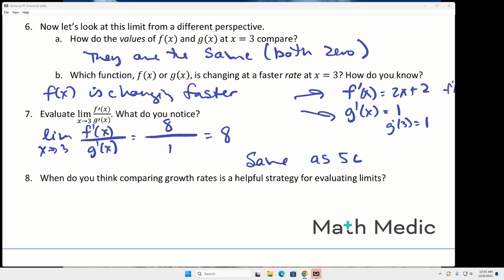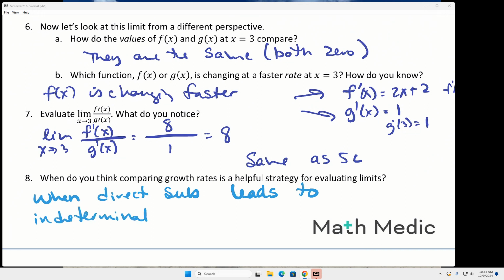It's very limited when we can use this rule, but we can compare the growth rates when we evaluate the limit, and it's only when direct substitution leads to indeterminate form. And there's different ways we can get indeterminate form, and we'll write it on the other side. 0 over 0 is one of the ways, but also infinity over infinity is one of the ways to get indeterminate form.